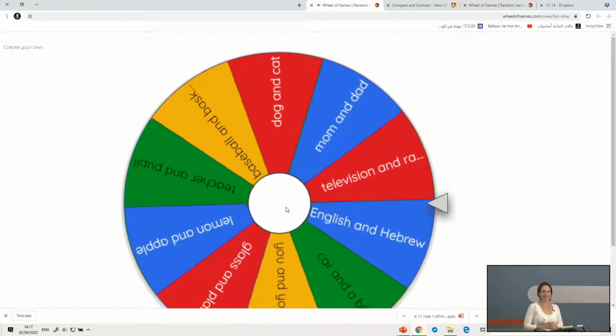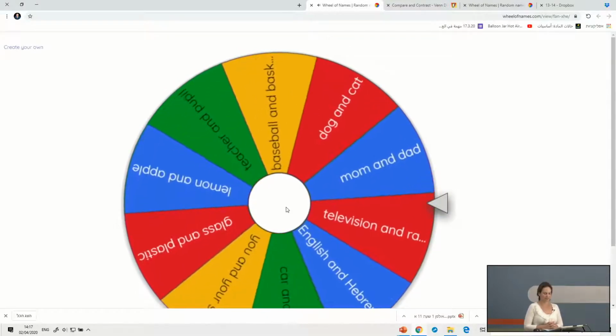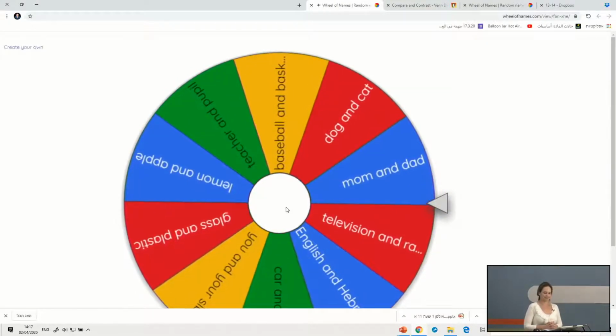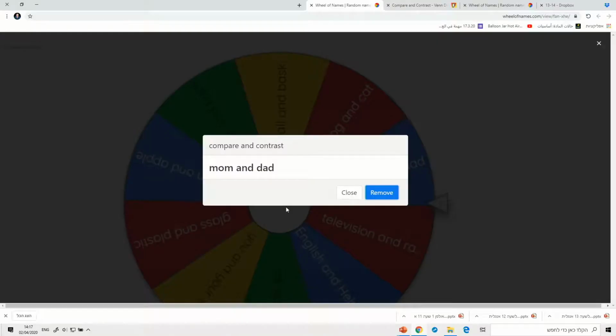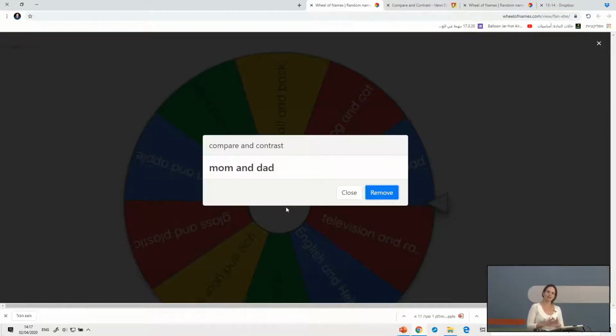Spinning that wheel again. I wonder what we're going to get now. It's on the border. I don't know. Oh, okay. Mom and dad. Compare and contrast the mom and dad. All right. Mom and dad are alike in that they're both my parents. So I have the words alike and both. That's how I show that they're the same, how they're similar, how I compare them.